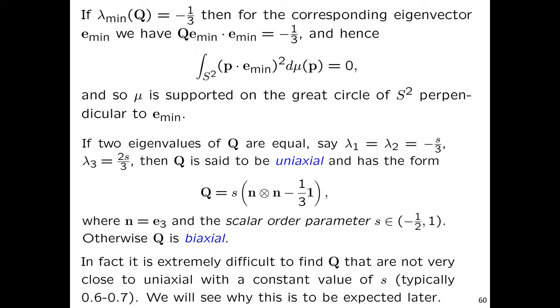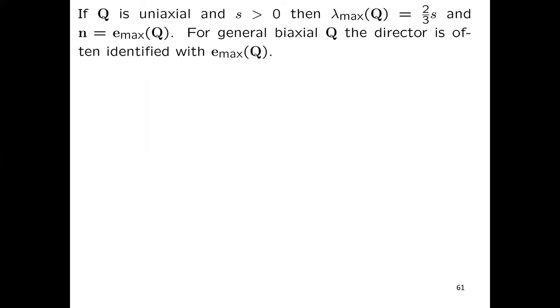Okay, now if Q is uniaxial and S is positive, then lambda max is 2/3 of S, and N is the eigenvector corresponding to that maximal eigenvalue of Q. And so for general biaxial Q, the director is often identified with the eigenvector corresponding to the maximal eigenvalue of Q.